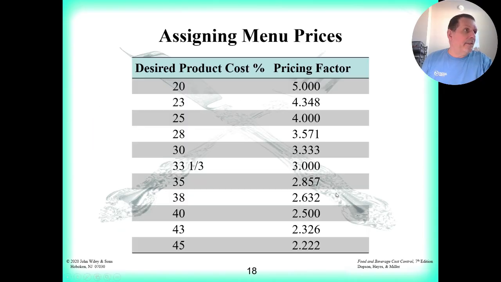All right. So one of these slides right here, we have a little chart. The pricing factor for desired food cost percentage of 20 is 5. The pricing factor for desired food cost percentage of 25 is 4. 28, 3.5. So if I say I want a food cost percentage of 30%, all I ever have to do is multiply my cost by 3.333 and I get my price. All right. Very simple. To me, dividing by 0.30 is just as easy.